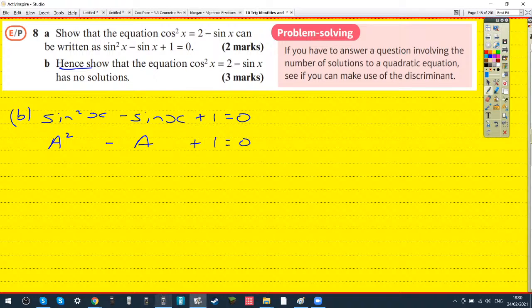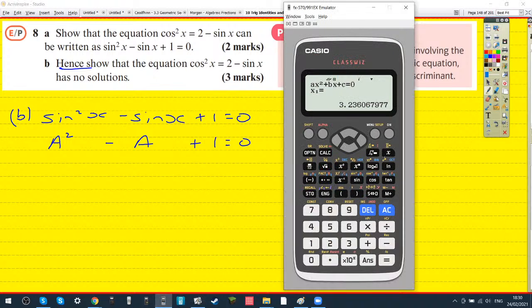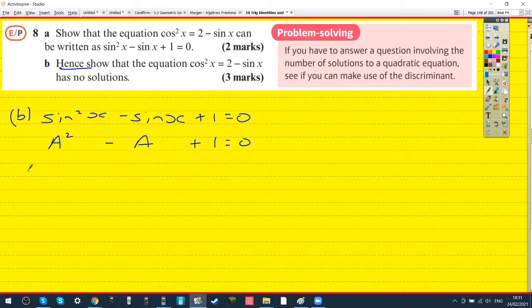Same for this one. I don't see what I could use. So let me try the solver. Okay, so solver has given me imaginary numbers. So how would we solve it if we can't? Quadratic formula. So we'd use the quadratic.